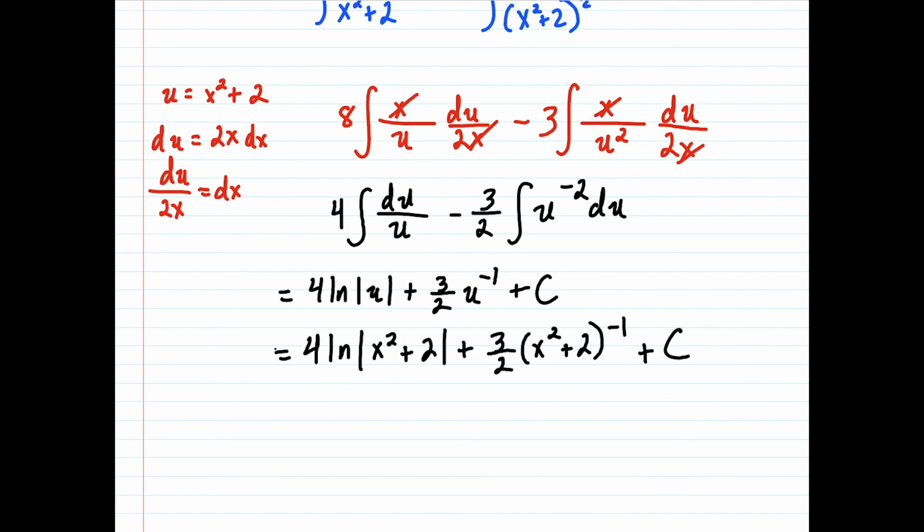But one tiny detail here, just make this observation: x squared plus 2 is always positive, so the absolute value can drop here. The absolute value is only needed when the expression on the inside could be positive or negative, but if the expression on the inside is always positive, then we could just change this to parentheses and say 4 times natural log x squared plus 2, and then we write the rest. We've got 3 over 2 times x squared plus 2 to the negative 1 plus c, and this is our final answer simplified.